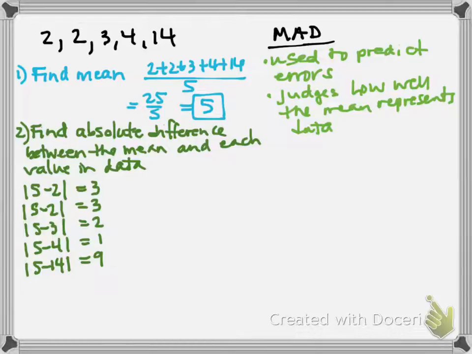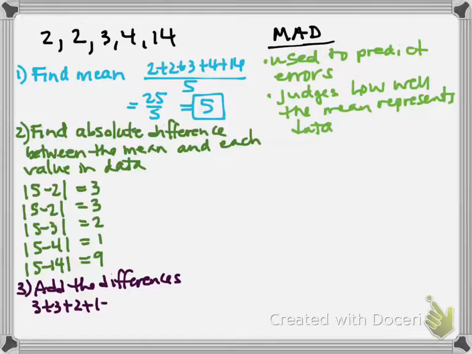Now, we're going to add the differences. When I say differences, I'm talking about the absolute differences. So we get 3 plus 3 plus 2 plus 1 plus 9. And that gives me, what, 10, 16, 18? So I get 18.